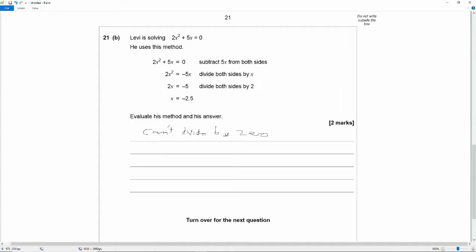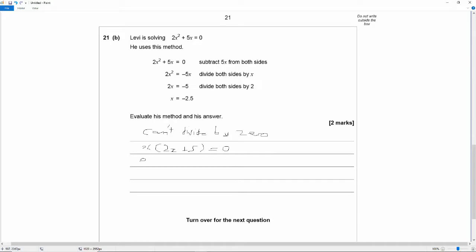So what I'm going to do is I'm going to actually try and solve this. I'm going to say x, I'm basically factoring x out, into x times 2x plus 5 equals 0.